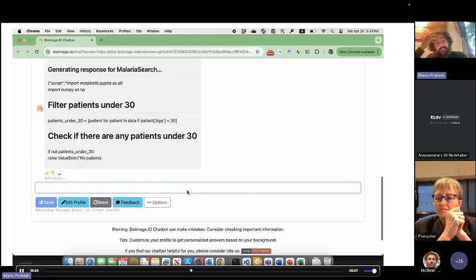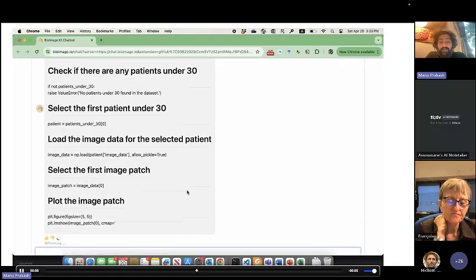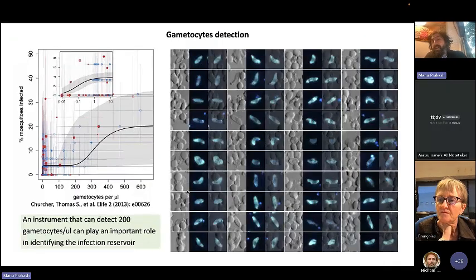Now, these tools are in development, but one of the exciting parts is we started sharing this tool and the community started asking for newer and newer functions. The first one we built on it is, why can't we train the tool to detect gametocytes? And we decided to then train it. So now we have the capacity to detect gametocytes.